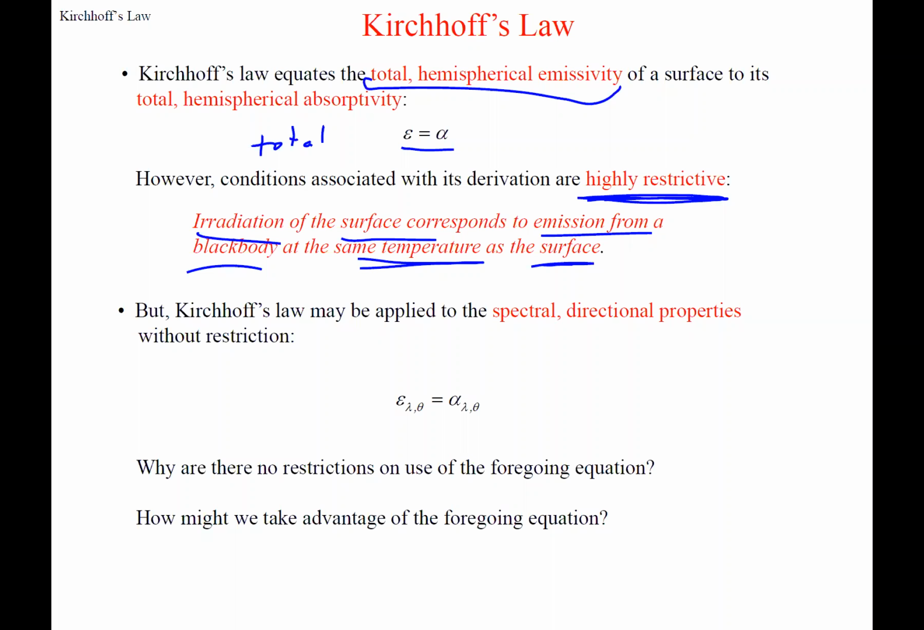Okay, the next one, which is less restrictive, which we can use without restriction, is that the spectral and the directional values are the same. So this has wavelength and direction, okay? So without restriction, we can say that at any given wavelength and direction, the emissivity of a material will be equal to the absorptivity of that material, okay?